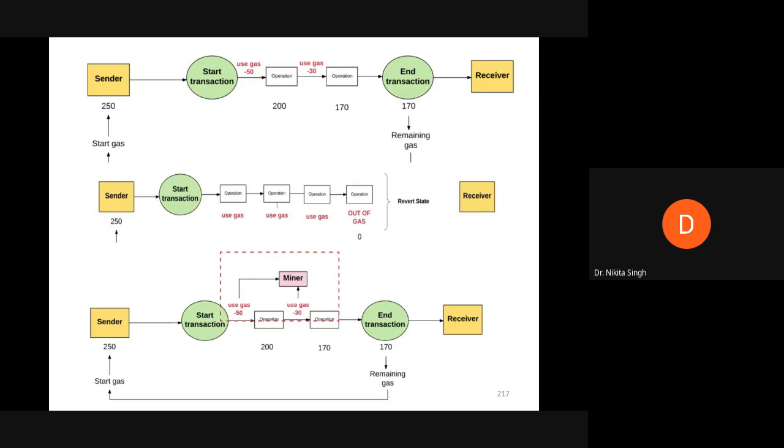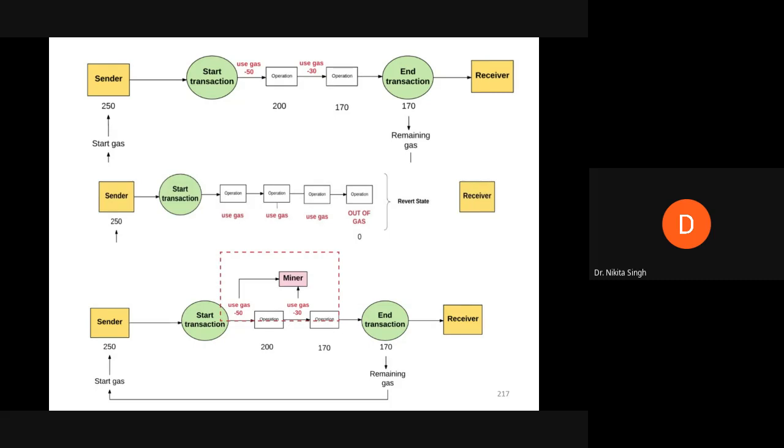This money is sent to the miner's address, which was involved in putting all these transactions in a block or executing the transactions. So we know that a transaction is only confirmed when it is put inside a block. So it is the responsibility of the miner to select the transactions. And since the miner is expending effort, the amount of gas that is used is sent to the miner. The miners are expending the effort to run computations and validate transactions. Then miners receive the gas fee as reward.